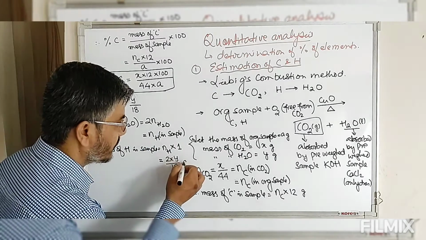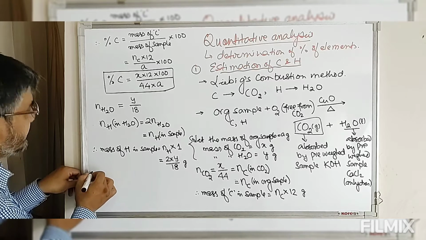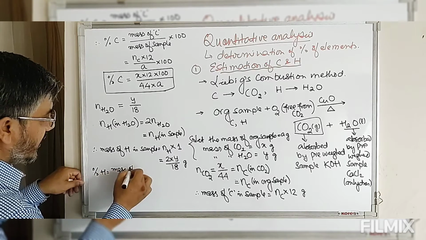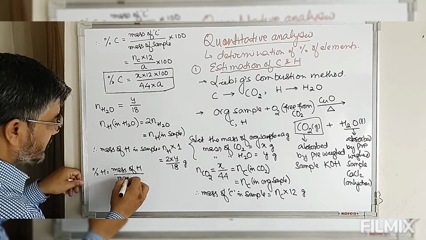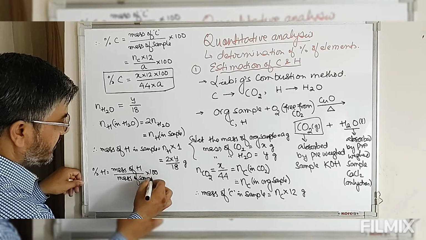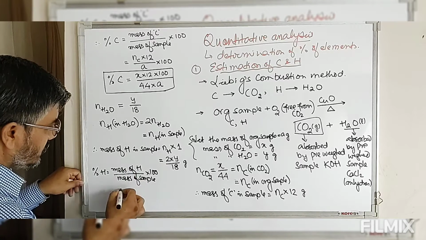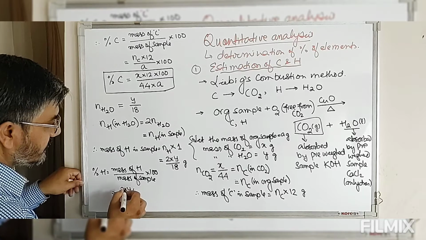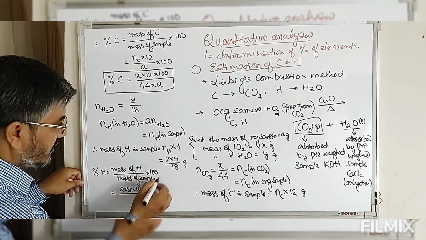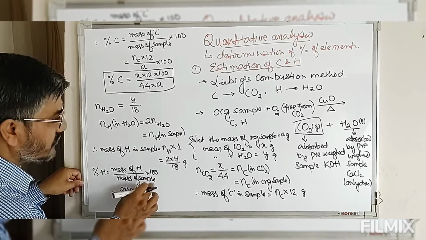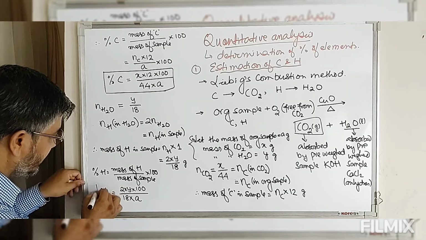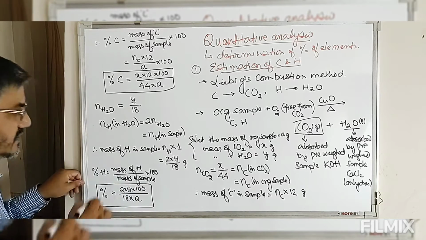This is in grams. Now we have to find the percentage. So the percentage of hydrogen is equal to the mass of hydrogen divided by the mass of sample, multiplied by 100. The mass of hydrogen is 2 into Y, into 100, divided by 18 into the mass of sample taken, which is A. So this is the percentage of hydrogen in a given organic sample.